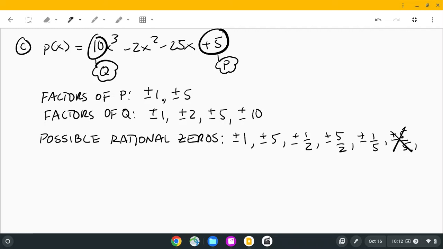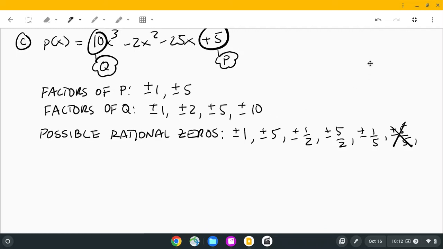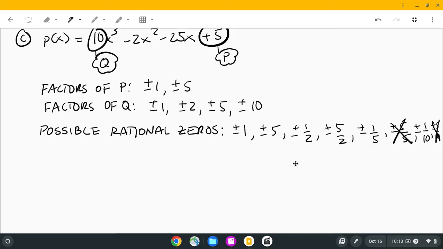And then I have to do all of the p's over 10. So that's plus minus 1 over 10, and then plus minus 5 over 10. Okay, but plus minus 5 over 10, 5 over 10 is 1/2, and we already have it here, so I don't need this one either. Okay, so 1, 2, 3, 4, 5, 6 times 2, 12. So there are 12 possible rational zeros.